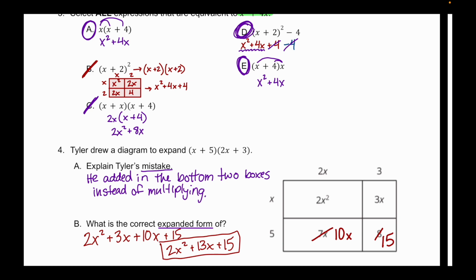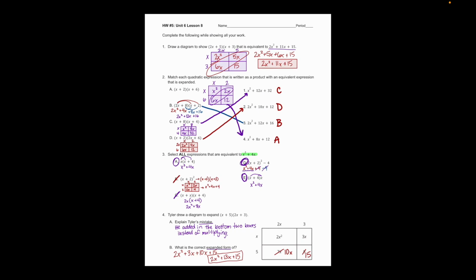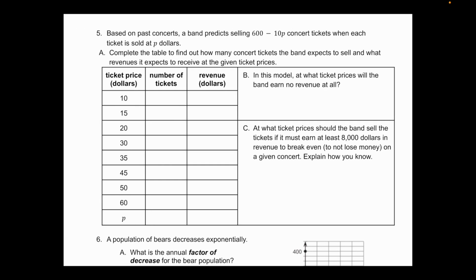That's going to leave us with just some questions on the back, most of which are review and not the new stuff from today. This side with the multiplication of binomials and the box method is from today's lesson. The back here, we have some review from revenue-based things. So based on past concerts, a band has predicted selling this many concert tickets: 600 minus 10p, when each ticket is sold at p dollars.